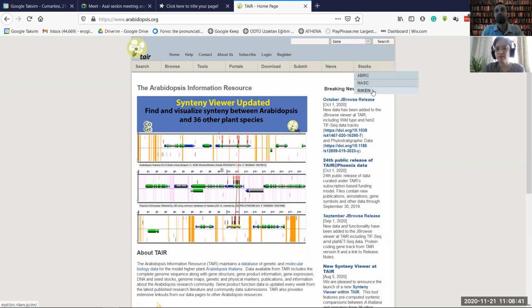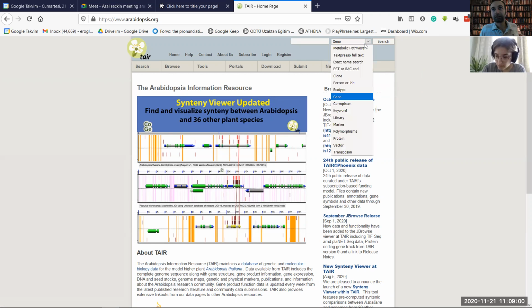And here you can even find where to get arabidopsis mutants. So you need to order after you find out which lines you need. Then you'll go here, and these are the sources where you can order the arabidopsis lines.